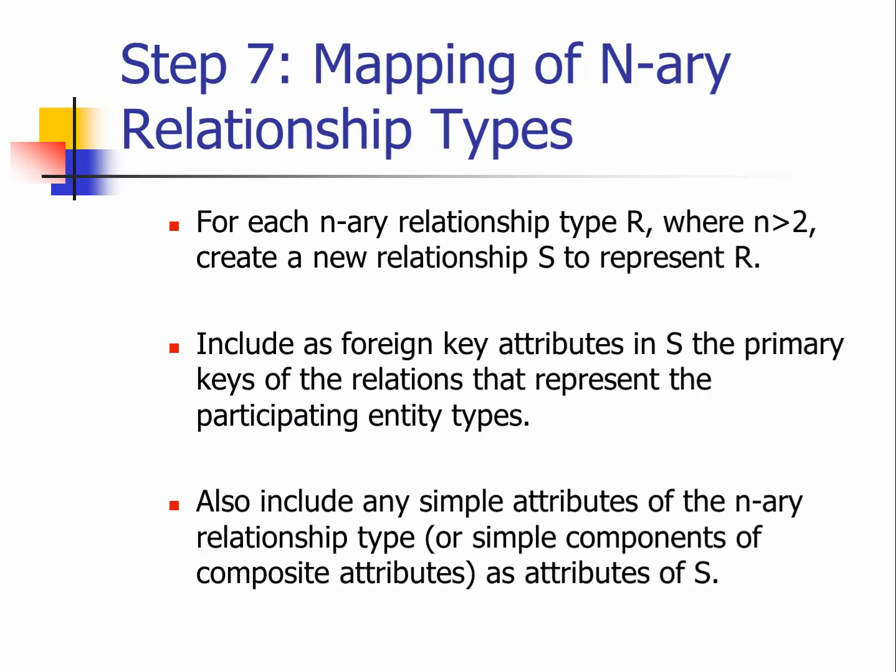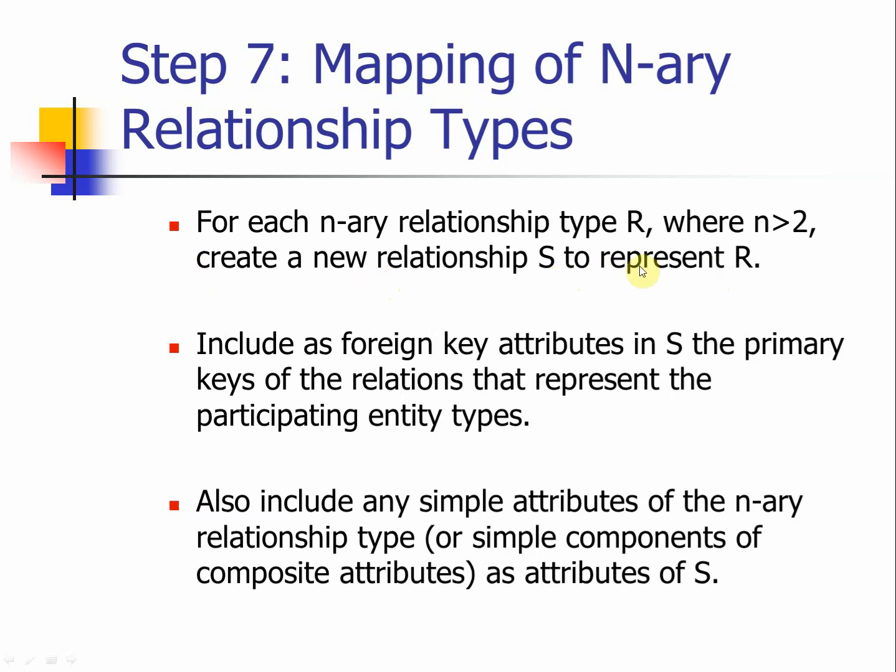Step number 7 is mapping of unary relationship types. Since this is also part of the ER diagram, we have to talk about it. For each unary relationship type R where n is greater than 2 (if n is equal to 2, we have steps 3 through 5 to handle that already), we need to create a new relation S to represent it.